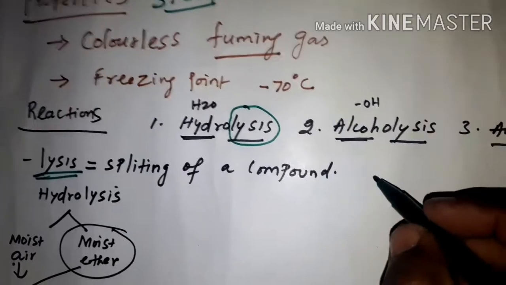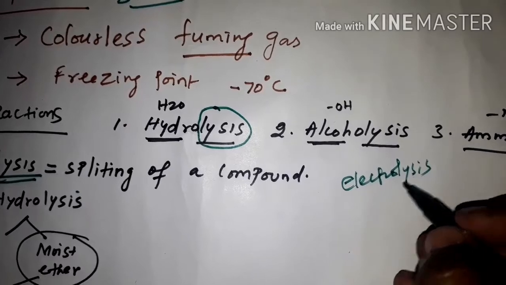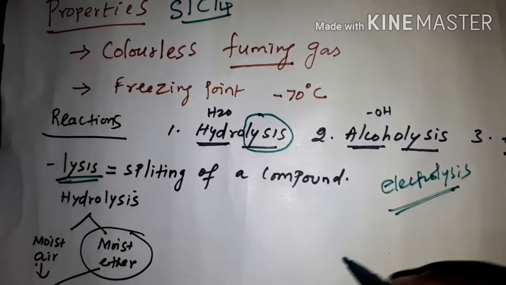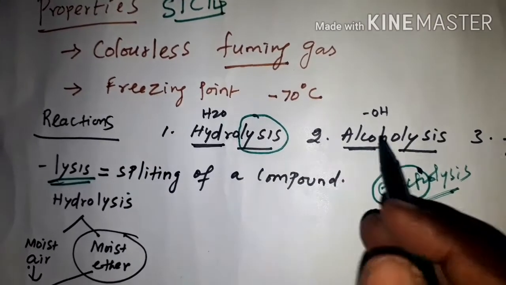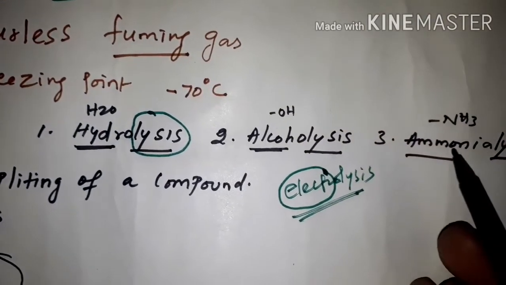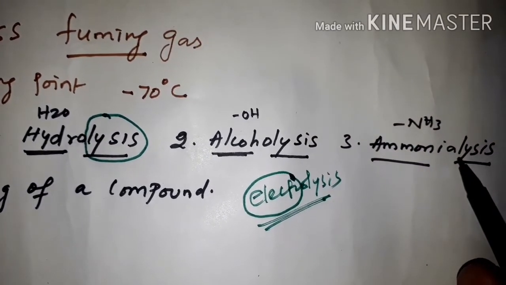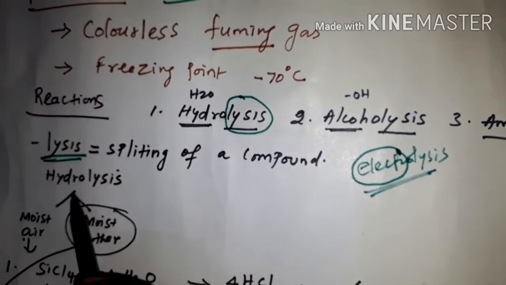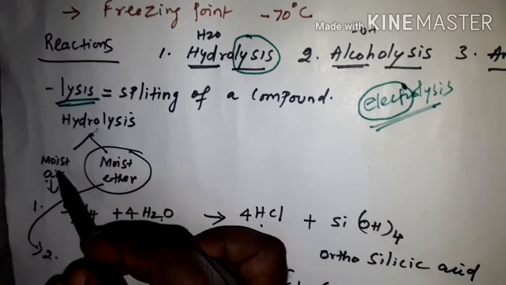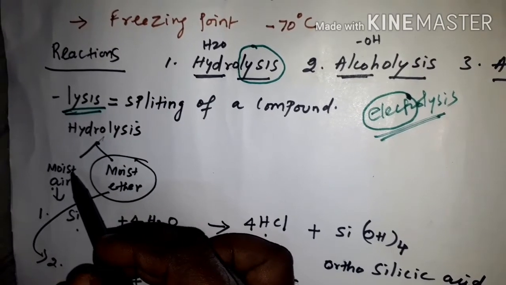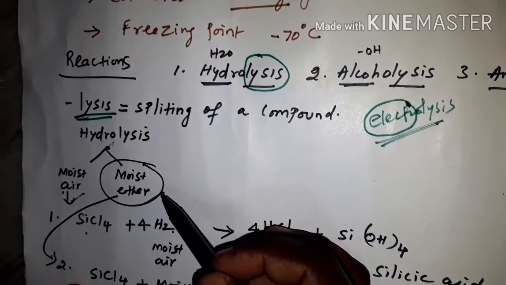For example, we say electrolysis. That means we are splitting a compound by using electricity. Like that, there are 3 types of lysis: hydrolysis, alcoholysis, ammonolysis. In hydrolysis there are 2 types. One is splitting silicon tetrachloride by using moist air, then moist ether.